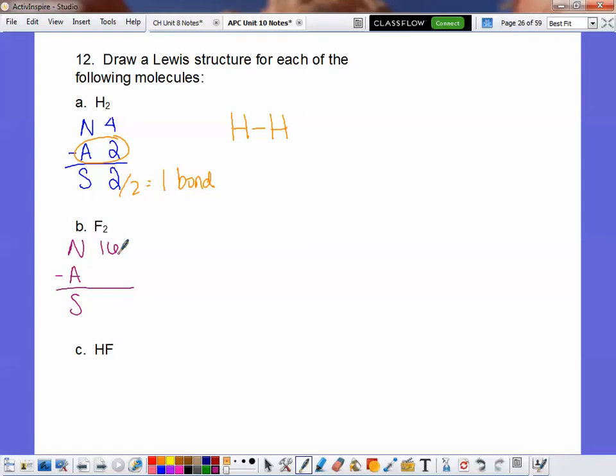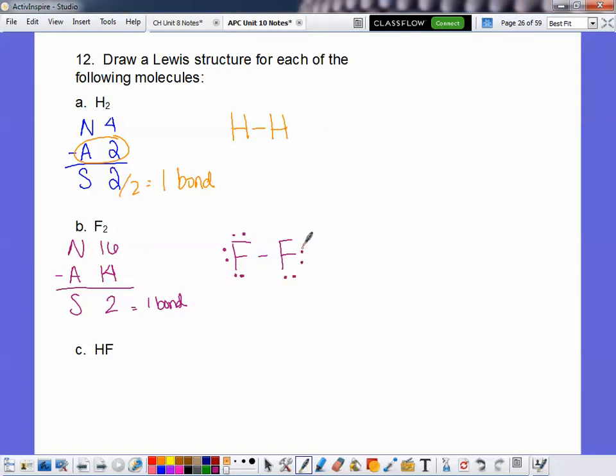Available. Each fluorine has 7 valence electrons. So we have a total of 14 electrons available. So that means that we're going to share 2, which will again be 1 bond. But this time, instead of having only 2 available electrons like within hydrogen, we have 14 total. So we're going to start off by making the 1 bond in between the 2 fluorine atoms. So that takes care of 2 electrons. The remaining 12 go as lone pairs on the fluorine atoms.